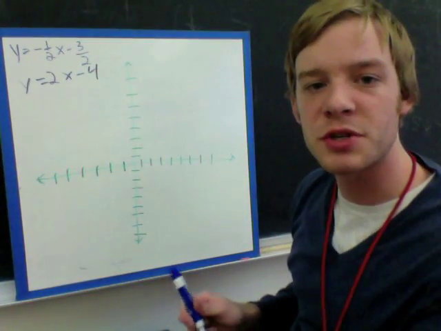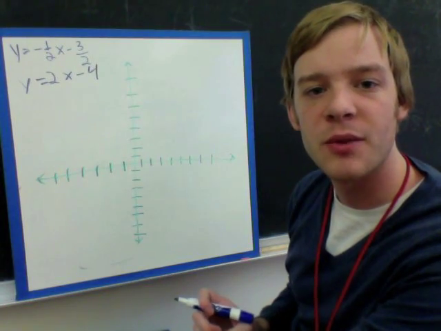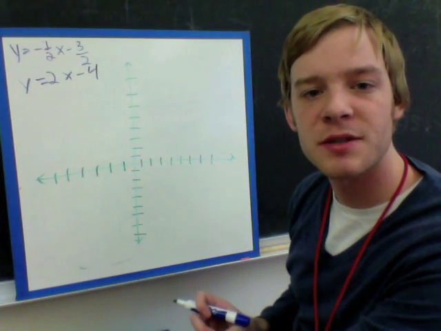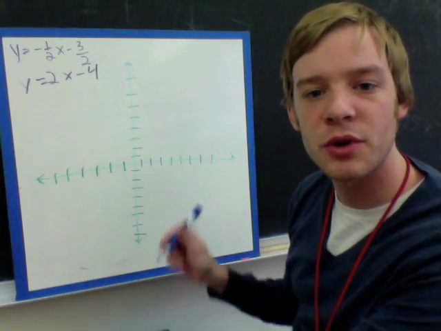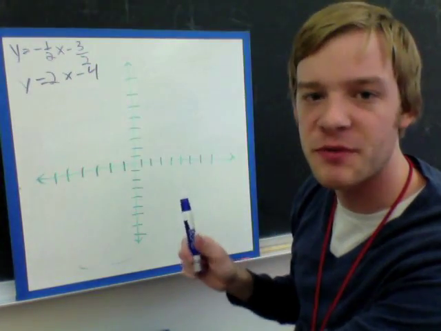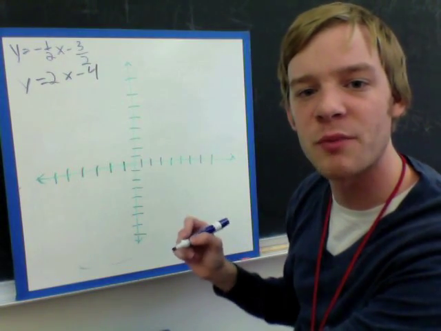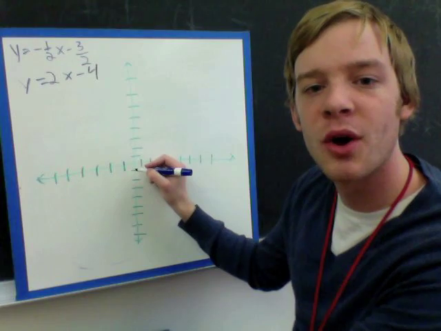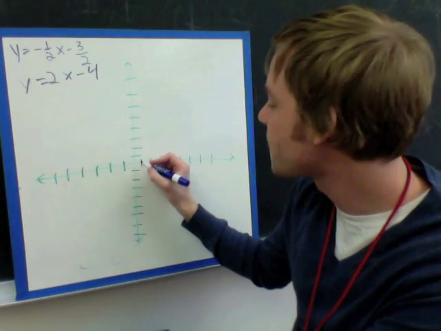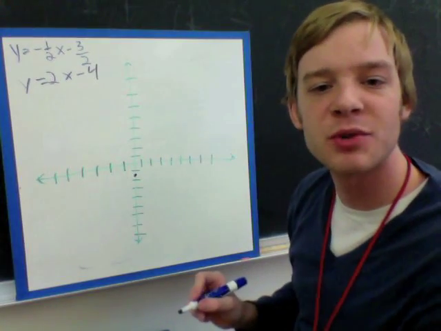So I've got my two equations here, y equals negative 1/2 x minus 3/2, and y equals 2x minus 4. So we're going to go ahead and graph these. Now, we've not graphed a whole lot of things in fractions, but if I have negative 3/2, and you put that in your calculator, that comes out to negative 1.5. So that means I'm going to go down a whole space and then another half, so halfway in between 1 and 2.